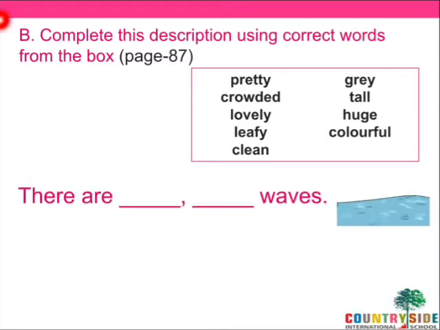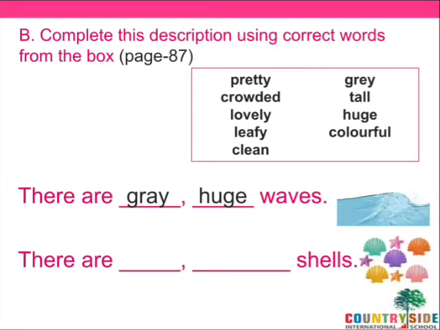Yes. So the first is, there are dash dash waves. So now out of all these words, which will be the fitted maximum? So there are grey and huge waves. Can you see the waves? There are grey and huge waves. So how the waves are? Waves are grey and huge. So these are the describing words.